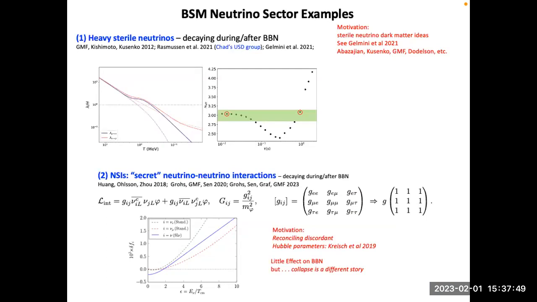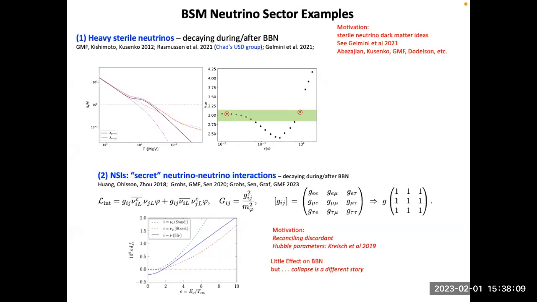Also, what about neutrino-neutrino interactions themselves? Do we know for sure that neutrinos, I have one neutrino interacting only with another neutrino, not with a charged lepton? How do I know it doesn't have some new kind of interaction, a secret interaction that only the neutrinos know about?